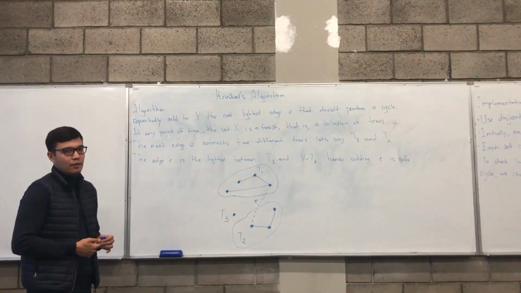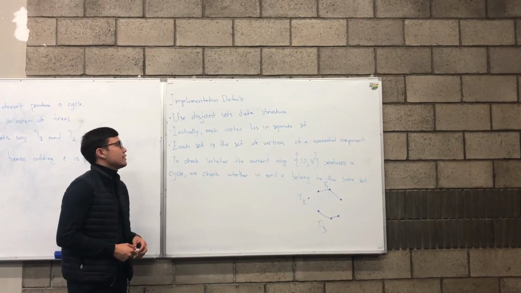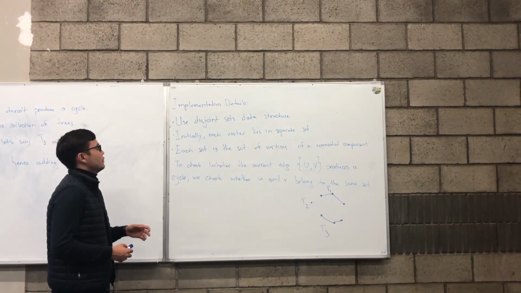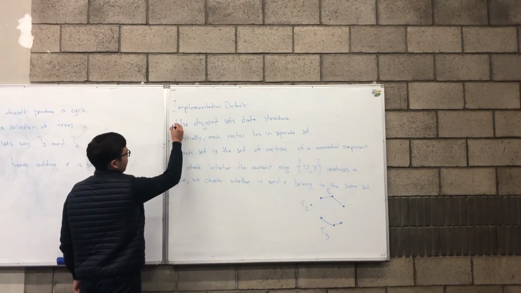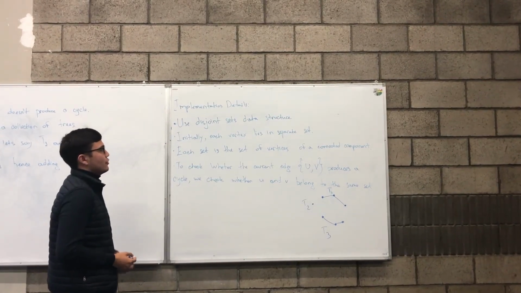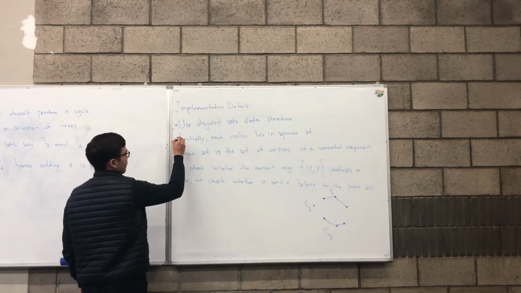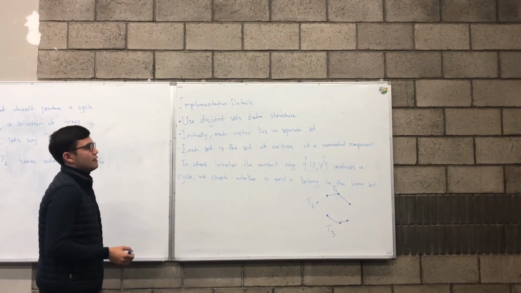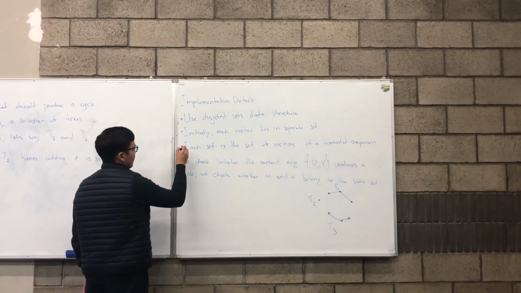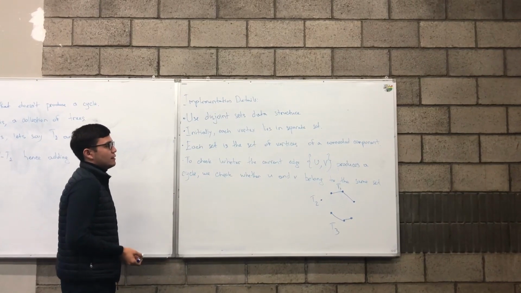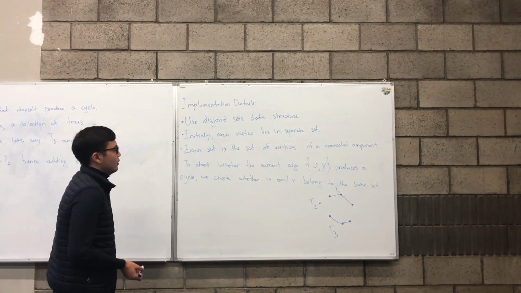That's it. So here are the implementation details. The first one is to use disjoint set data structures. The second is that initially each vertex lies in a separate set. The third is that each set is the set of vertices of a connected component.